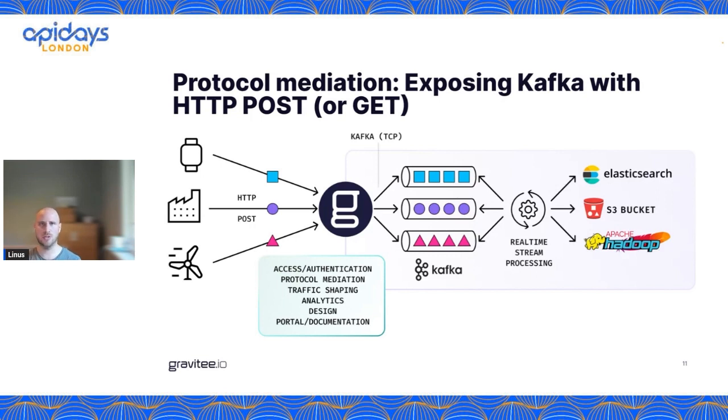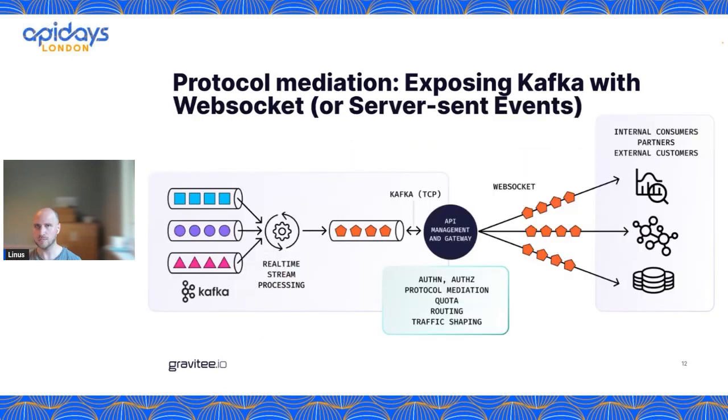So one of those examples is exposing Kafka with HTTP, whether it's POST to inject data into Kafka or retrieve data using GET. So what you can see here is basically what we provide in Gravity as an API management platform, the ability to have consumers injecting data into a gateway using HTTP POST, and then for us to send that through to the right Kafka topic, for example.